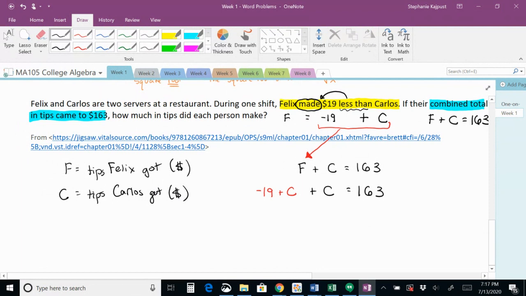So by doing that, I now have one equation with one variable, c, that I can solve for. So now is the solving process. I need to combine like terms. I can add my c's together. So I get negative 19 plus 2c equals 163. I'm solving for c, so I'm going to add 19 to both sides, because I want to have the c by itself, so I need to move that negative 19 to the other side.